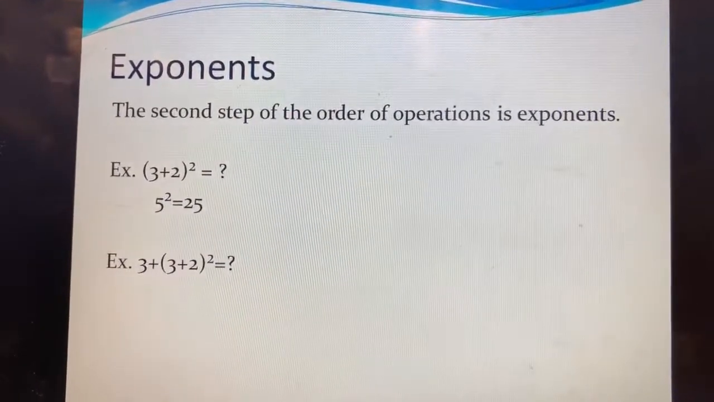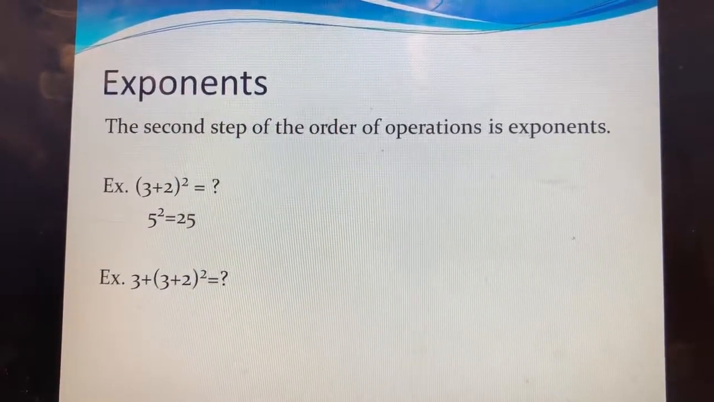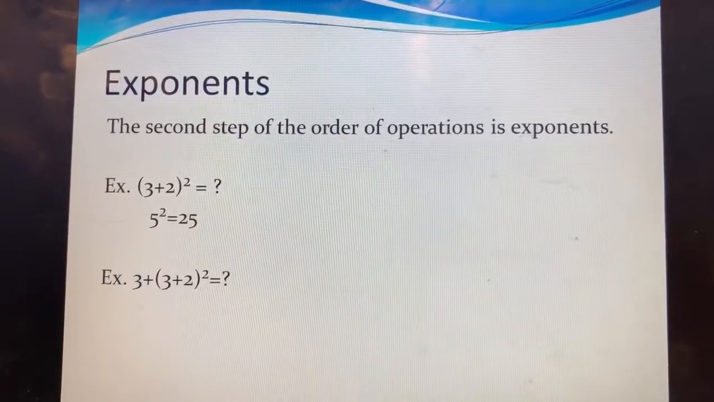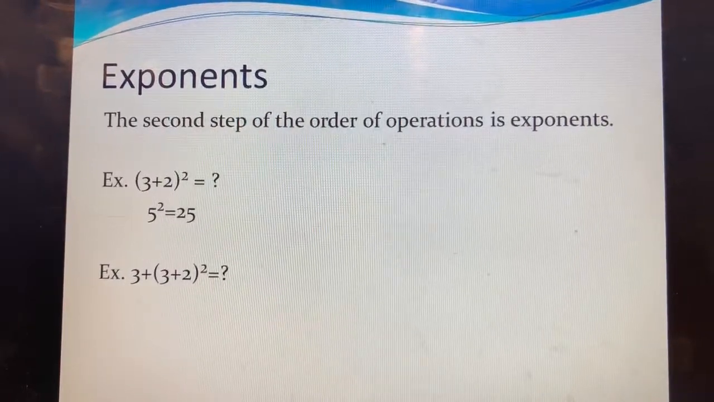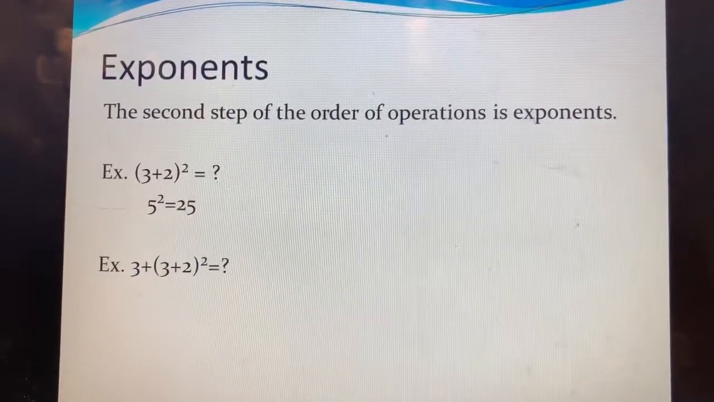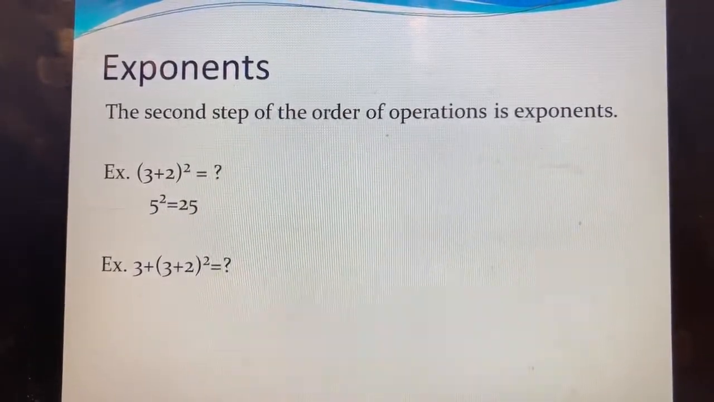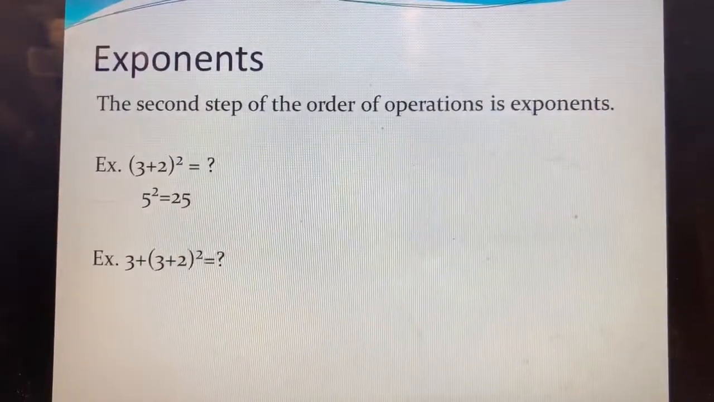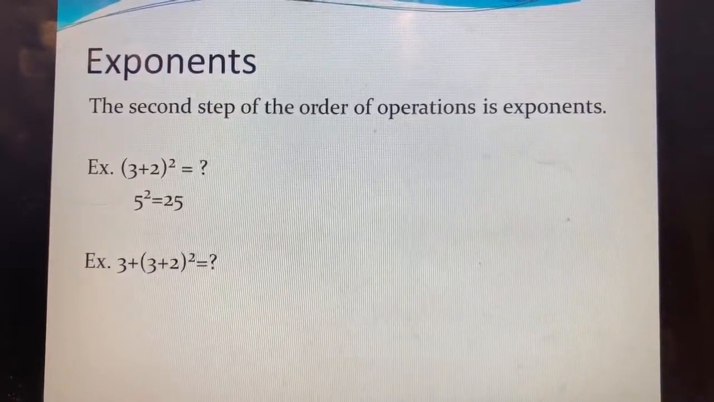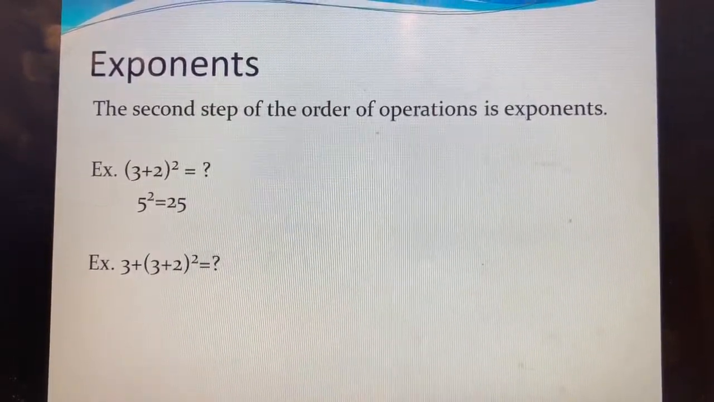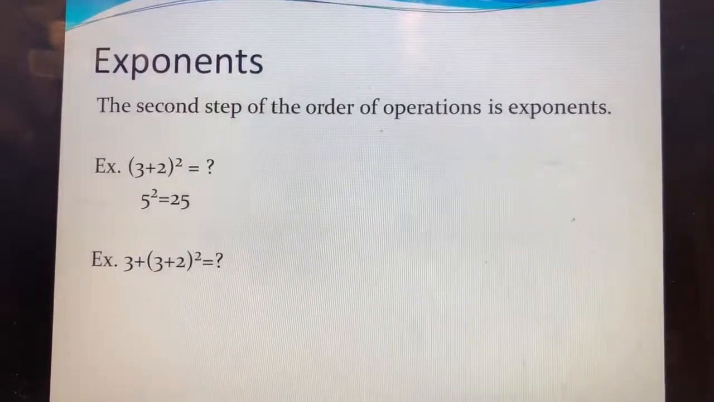So if we look at another example here, we have 3 plus parentheses 3 plus 2 in parentheses squared, or the exponent 2. If we start solving it from left to right, it would mean that we would need to solve the 3 plus first. But using what we've learned so far about PEMDAS, we know that that's not true. We have to first solve parentheses and then our exponent.